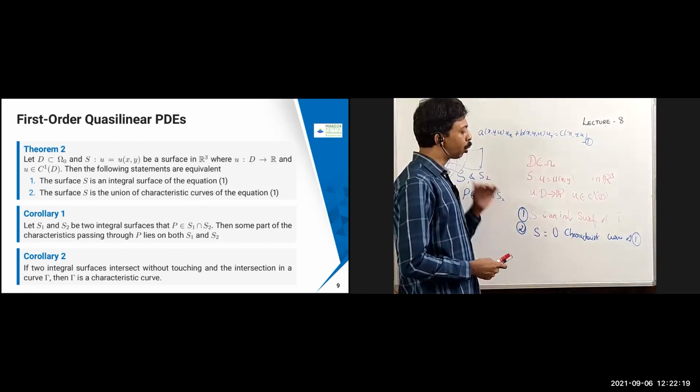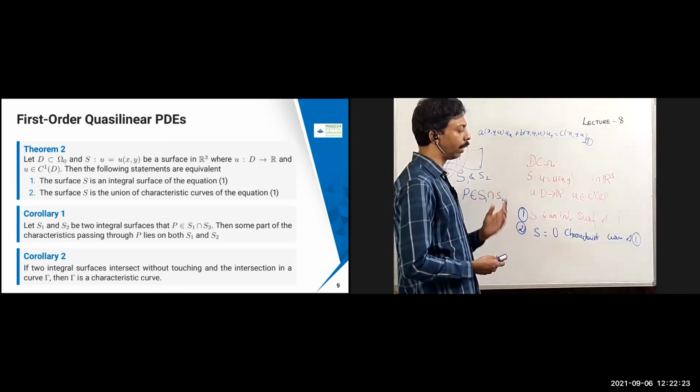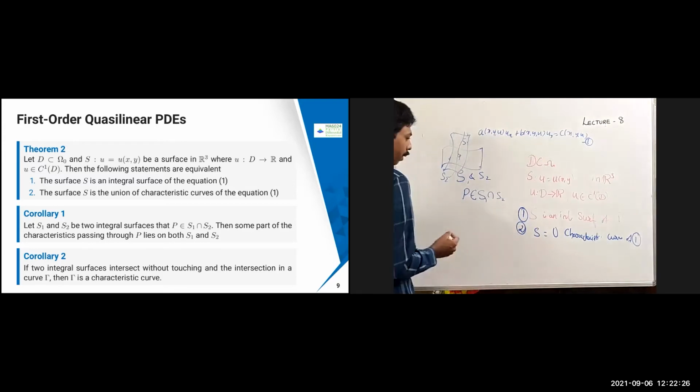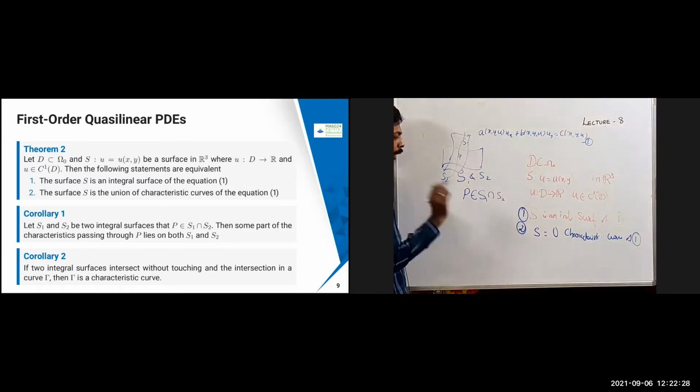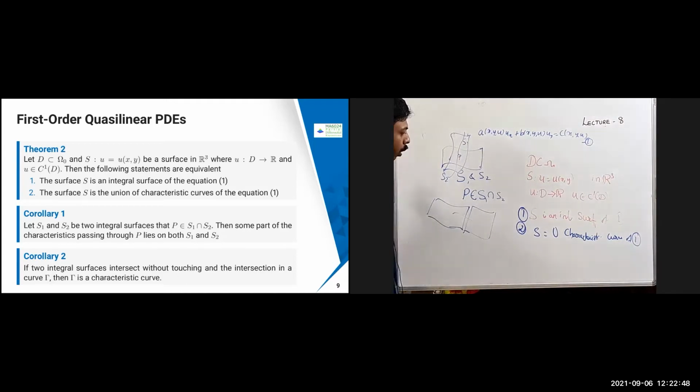Next one: if two integral surfaces intersect without touching, and the intersection is a curve. Suppose two integral surfaces are intersecting without touching, and they intersect in a curve. Now what is it going to do? Then this gamma is a characteristic curve. These are all the corollaries for this theorem.